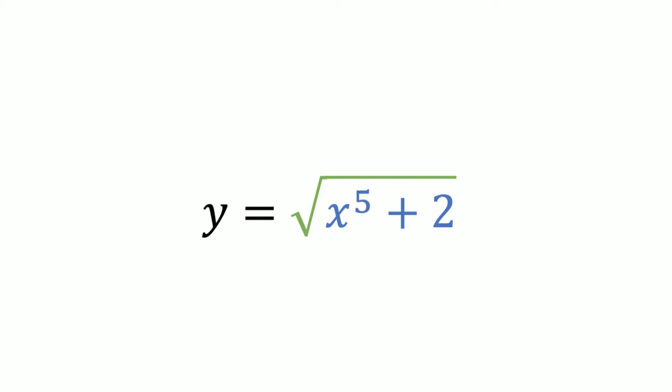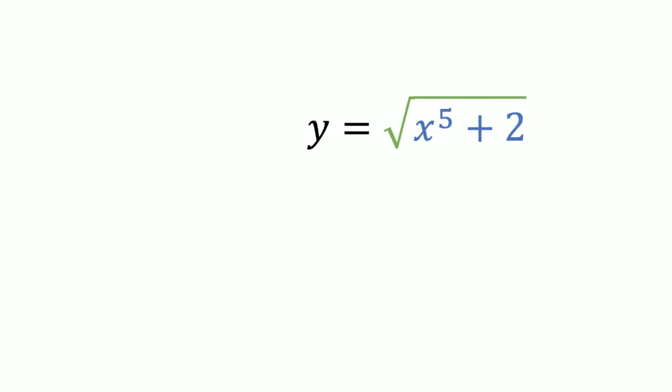On your screen, you can see the function y equals the square root of x raised to the power 5 plus 2. We are going to find the derivative of this function using the chain rule. Just like in my last video in which I covered easier examples of the chain rule, we can make the distinction between the outside function and the inside function. The outside function is in green and the inside function is in blue. This will make applying the chain rule much easier.